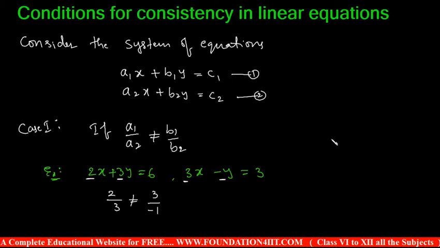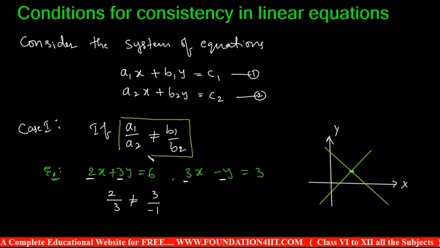If you draw the graph for these two, just graphically, on the x-axis and y-axis, you'll get only one solution. You get two straight lines, and we'll get only the common solution. So only one solution you get. This is the first case. If a1 by a2 is not equal to b1 by b2, then it's consistent and has a unique solution. So only one solution you get for this system of linear equations. That will be consistent because there is only one solution.